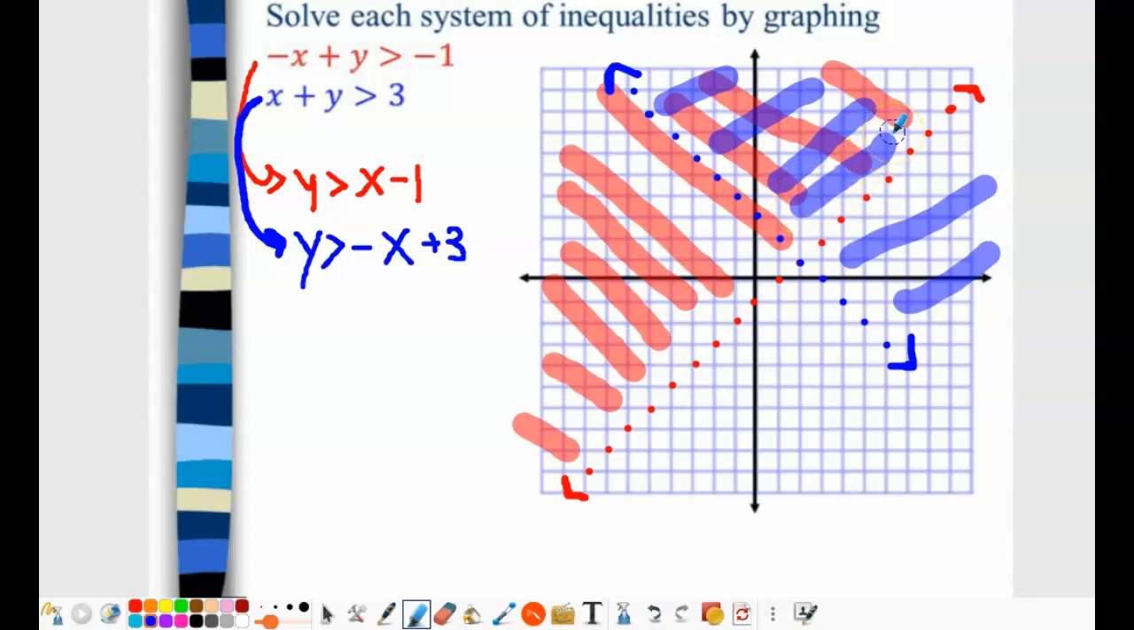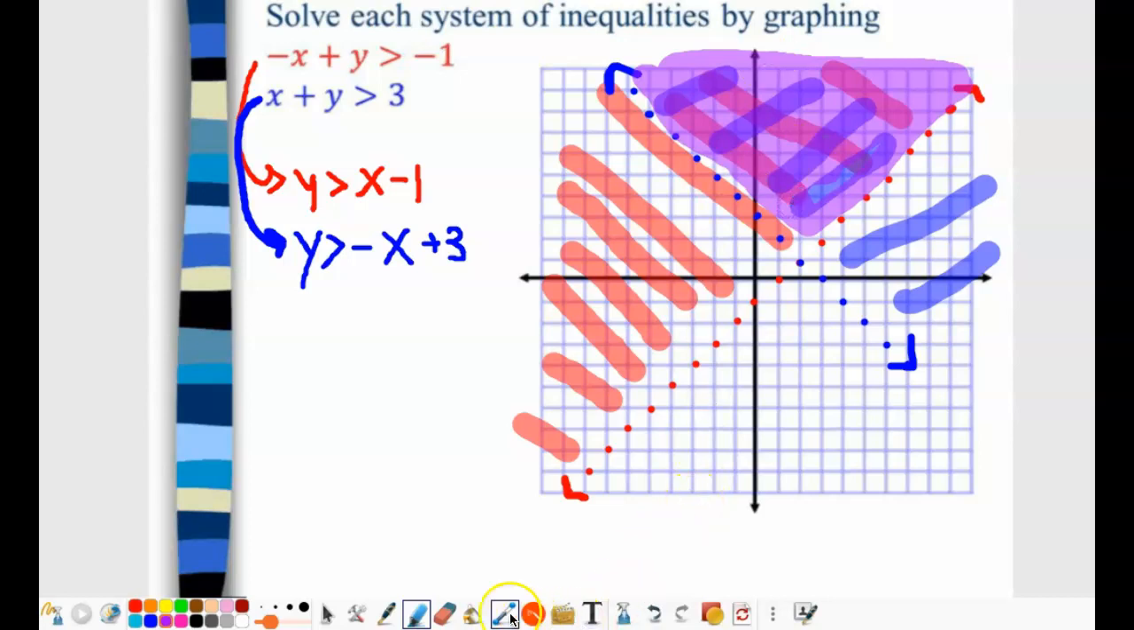So the solution to these systems of inequalities is only the overlap. It's this upper triangular region that is in purple, because red and blue make purple. So this triangle up here needs to be ultimately the darkest shaded region on your paper.